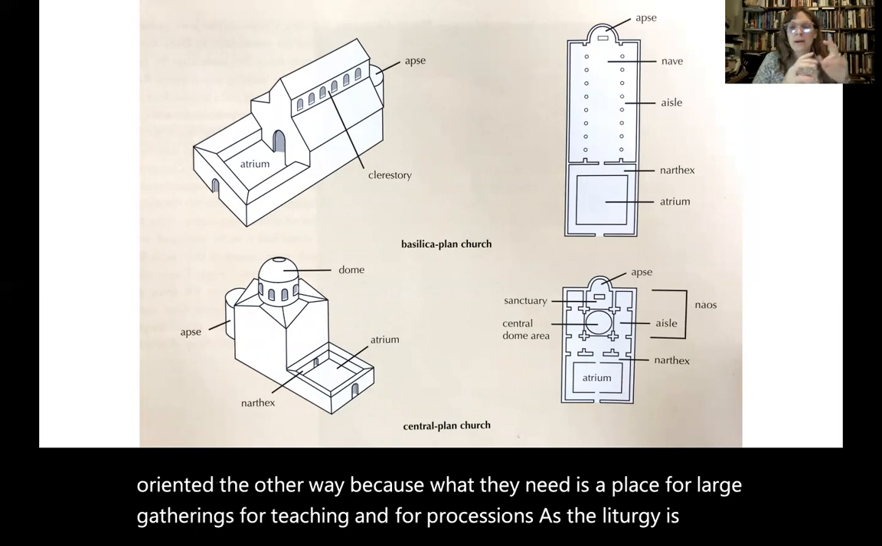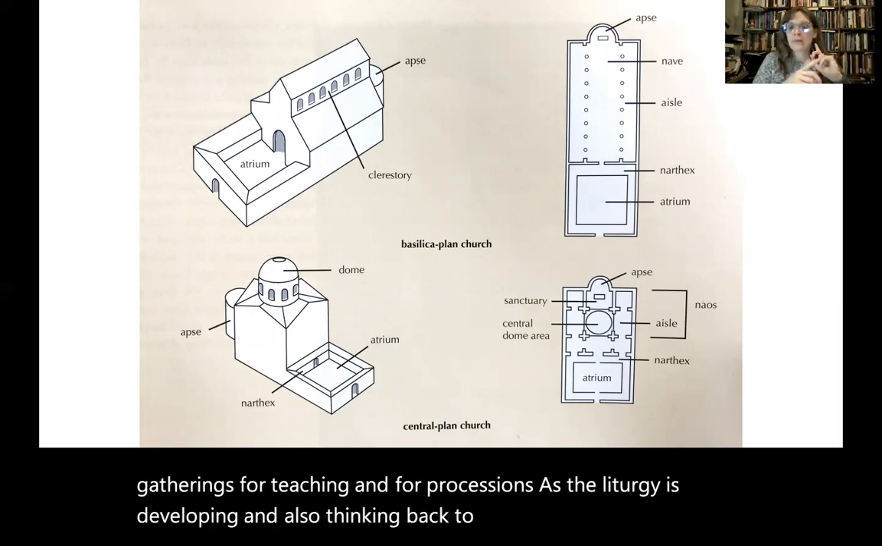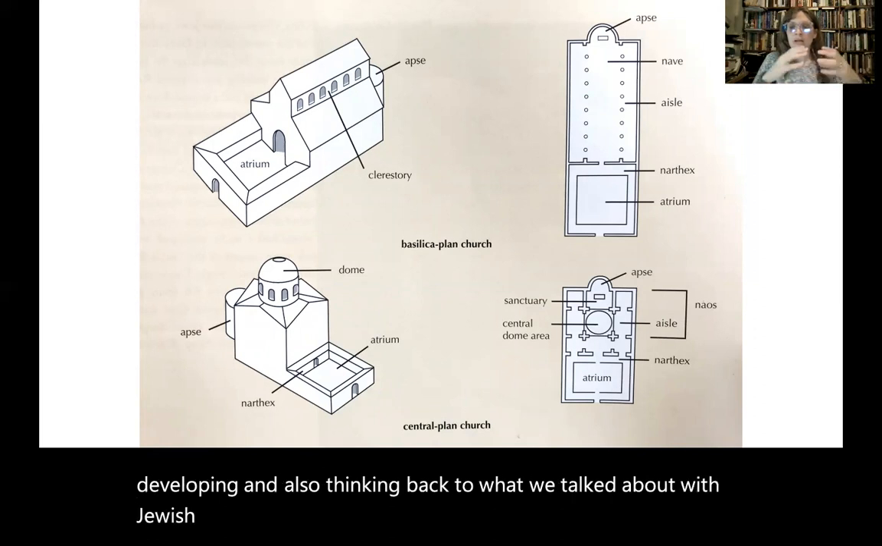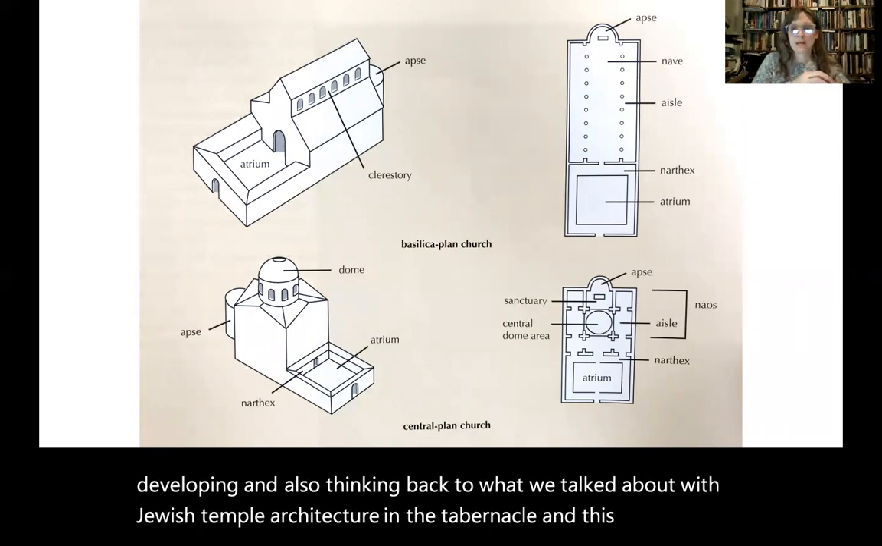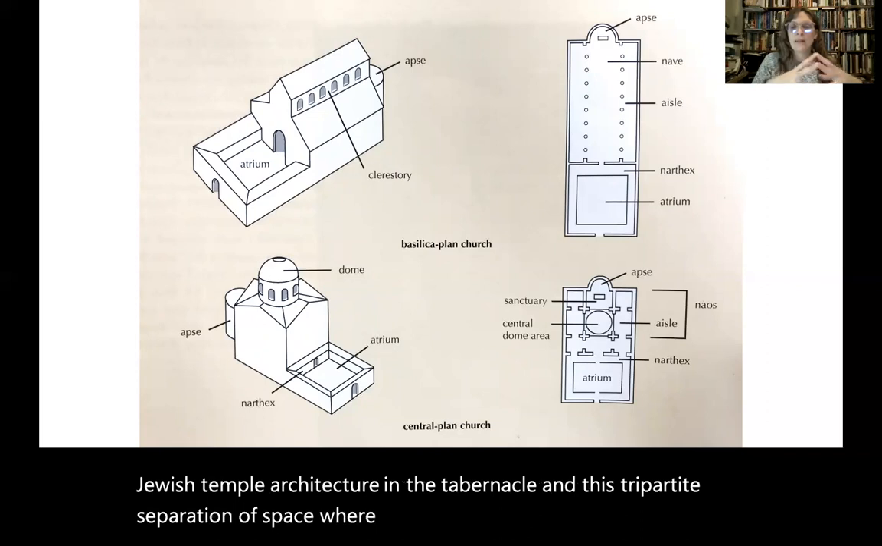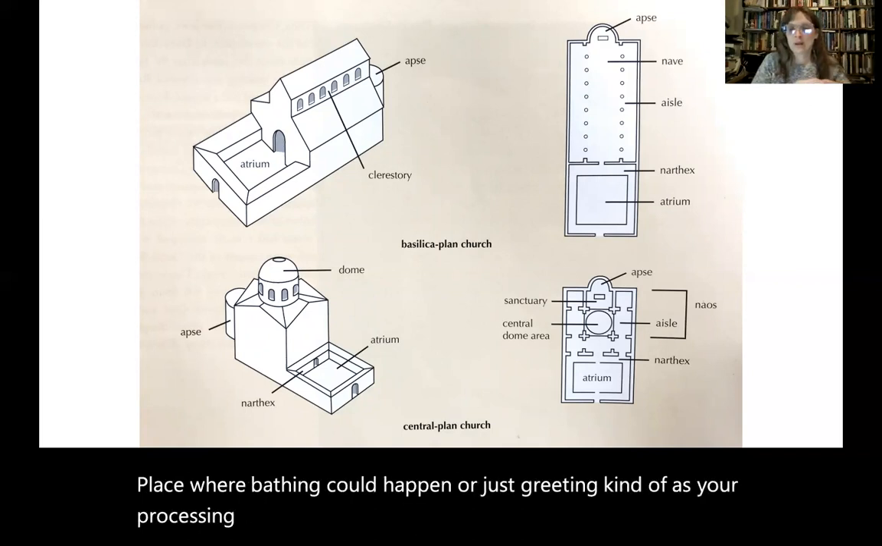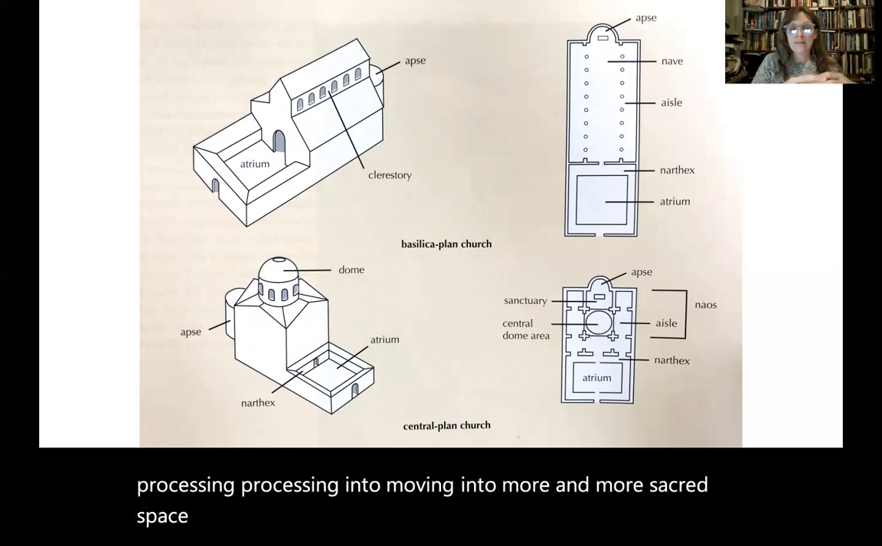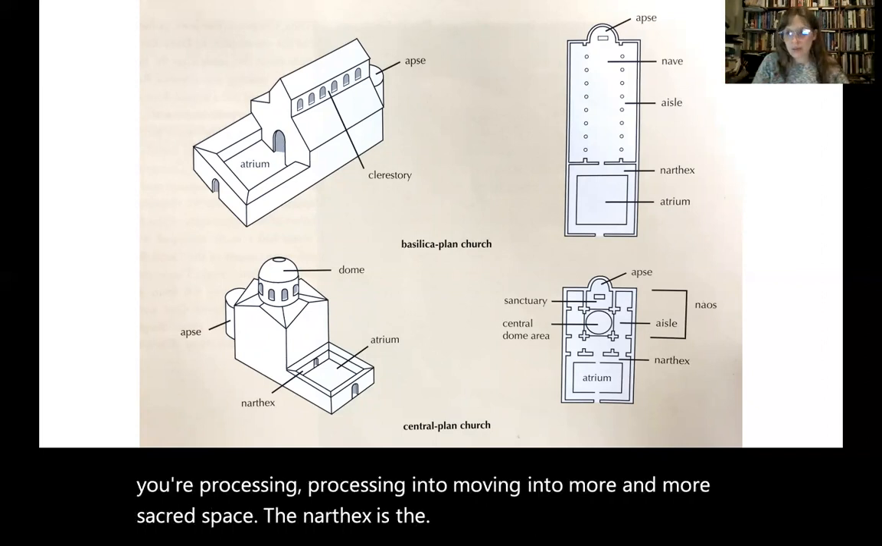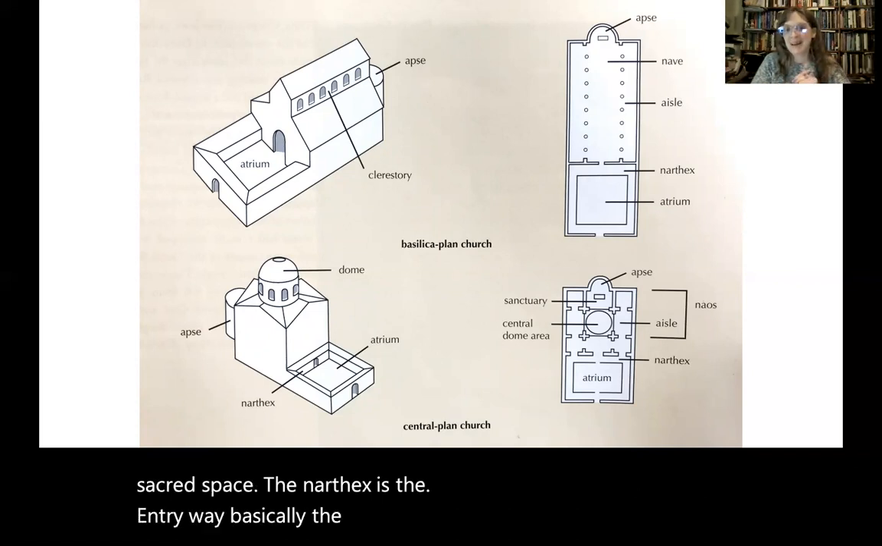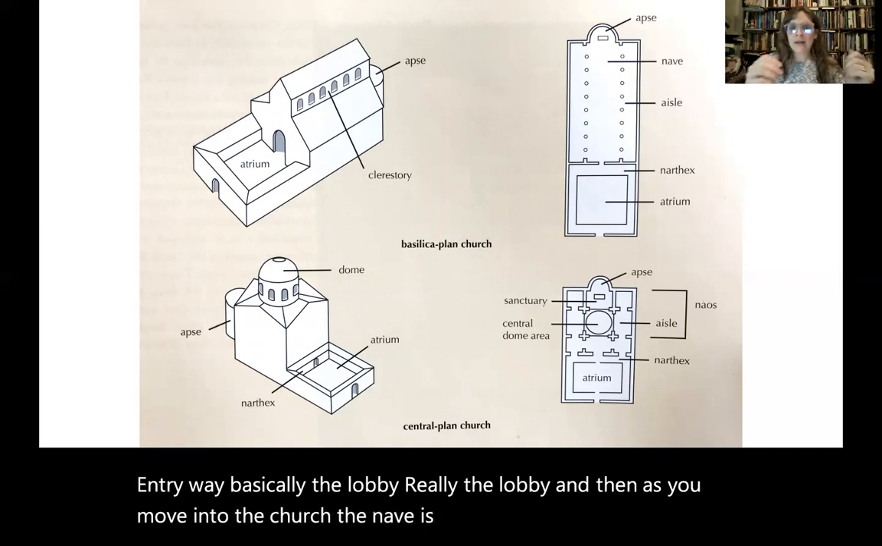And also thinking back to what we talked about with Jewish temple architecture and the tabernacle and this tripartite separation of space, where you have an atrium, a place where bathing could happen, or just greeting, as you're processing into more and more sacred space. The narthex is the entryway, basically the lobby. And then as you move into the church, the nave is the main hall. Often there will be a single or double side aisle.